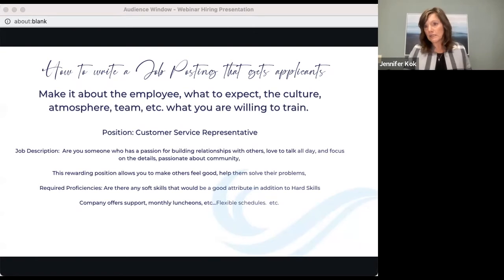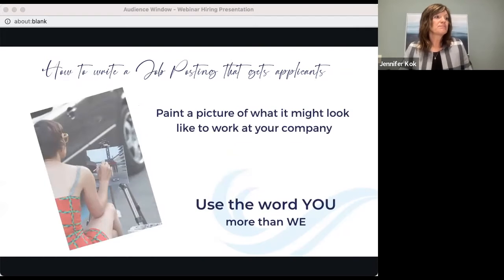I get that. But are there any soft skills? And then list what you're willing to train. A lot of times you'll see willing to train, maybe be a little more specific so that somebody feels like, what, maybe I could do that. And then don't forget to mention how you're going to support them, appreciate them, and recognize them. Company offers support, monthly luncheons, flexible schedule, of course, pay and everything. But what if you became a little bit more of a storyteller? Paint a picture of what it might look like to work at your company. Use the word you more than we.